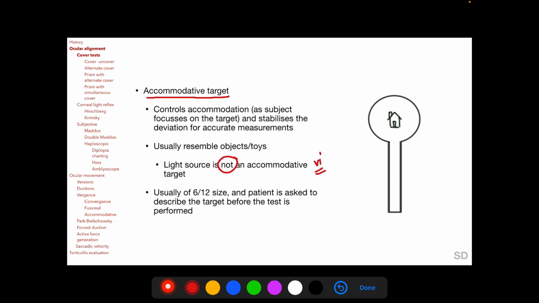This is because the subject cannot focus on a light source, and since the subject is not able to focus on a light source, tests which employ a light source cannot control accommodation, and there will be variability and inaccuracy in the measurement of deviations. The target is usually of 6/12 size, and the patient is asked to describe the target before the test is performed to ensure that the subject has focused on the target and so accommodation is controlled.